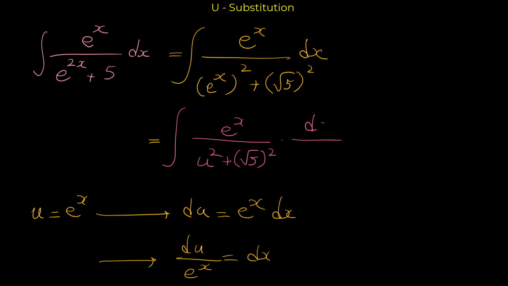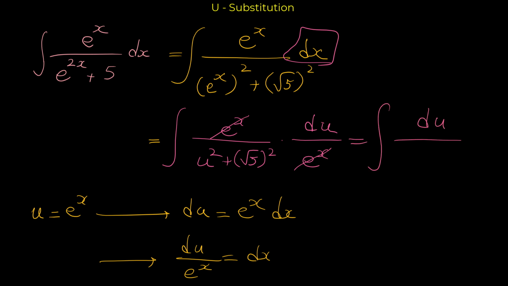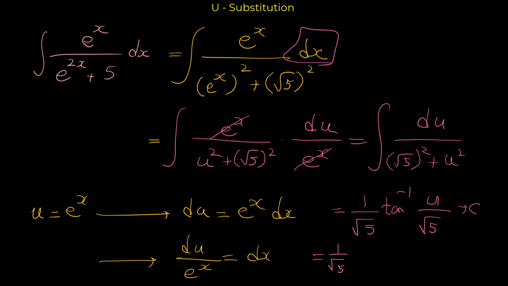For dx, we have this expression du over e to the x. And this e to the x with that e to the x cancels, so we have du over u to the 2 plus radical 5 to the 2, which I prefer to write as radical 5 to the 2 plus u to the 2. And this exactly fits with the formula that we have. This is going to be 1 over radical 5 tangent inverse or arctangent of u over radical 5 plus c. What was u originally? 1 over radical 5 tangent inverse of e to the x over radical 5 plus c.